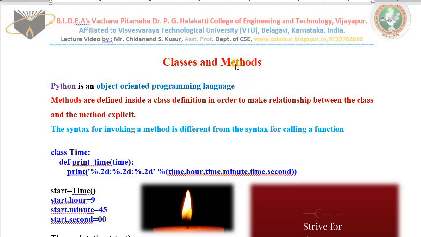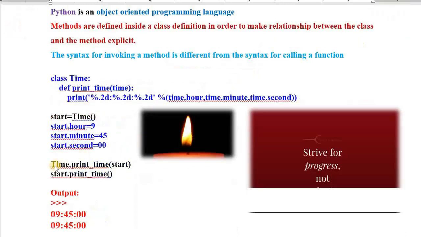I hope you understood. We are going to define the methods inside the class only, as well as how do you call the functions, then how do you call the methods. The way of calling the functions is different, the way of calling the methods is different. Dot operator we use to call the method. See here, time dot print time. This is not a function now, this is a method. Start dot print time. Dot operator has been used by me. That means this is not a function, this is a method. That is what we are learning.